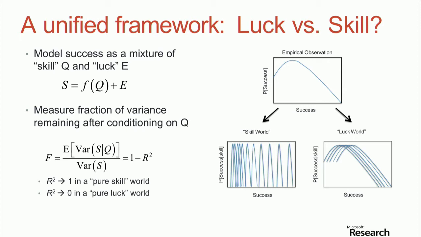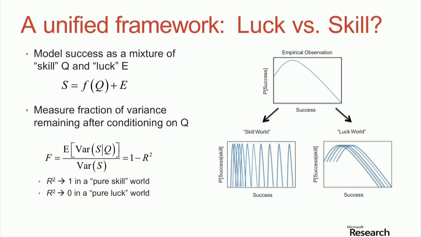So we can be quantitative about that, and we can say, all right, I want to measure the amount by which my variance decreases after I condition on Q, right? And it turns out that this is just 1 minus R squared, right? So that's really what R squared is telling us, is if we had the perfect model, if we actually knew how the world worked, then 1 minus the R squared for that model would be the amount that we are in luck world.